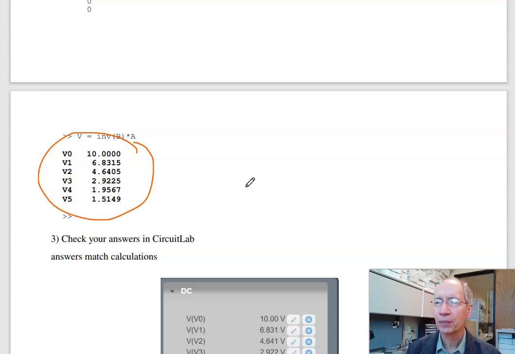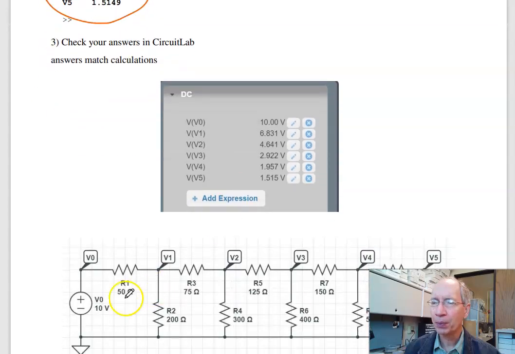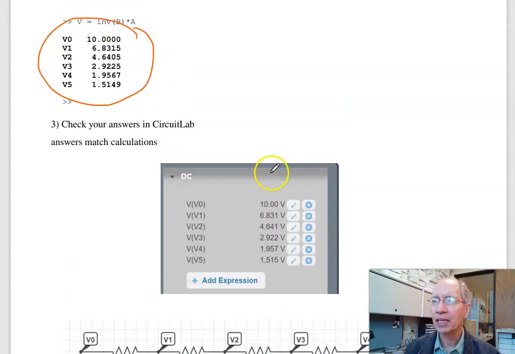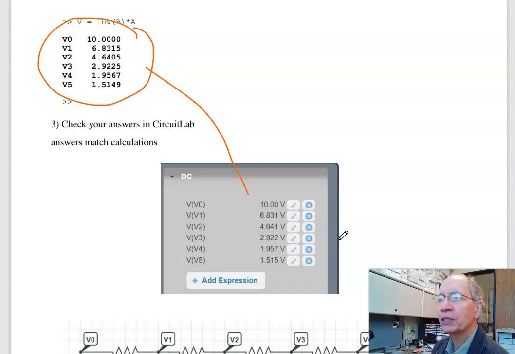I can check my answer by going to Circuit Lab, build the circuit, and solve, and if you notice, I have the same answers. And they should be the same. This is really what Circuit Lab is doing. It's iterating, trying to find out what voltages make the currents balance.